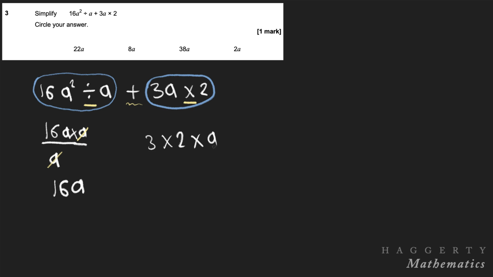And then you can do the 3 times 2 first, if you like, which is just 6. And then 6 times a just leaves us with 6a. And now we're taking the addition of the 2 terms, 16a, in addition with 6a. And that's going to leave us, well, 16 lots of a plus 6 lots of a. That only leaves us with 22 lots of a. So the answer here is 22a.